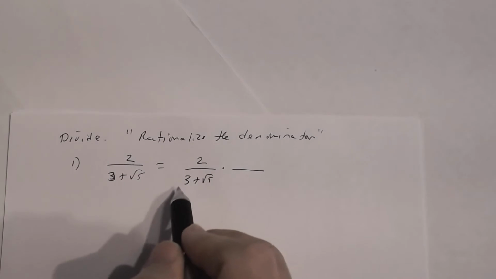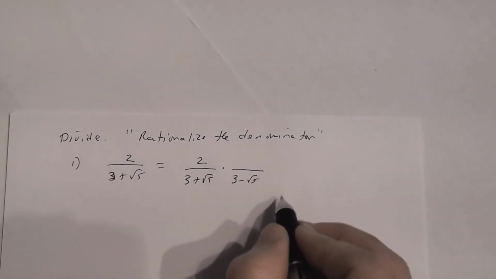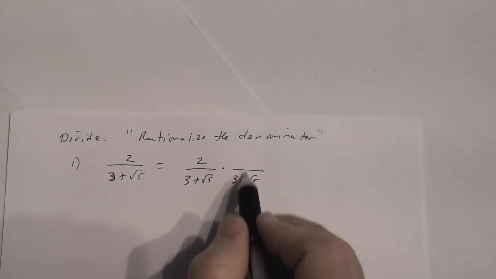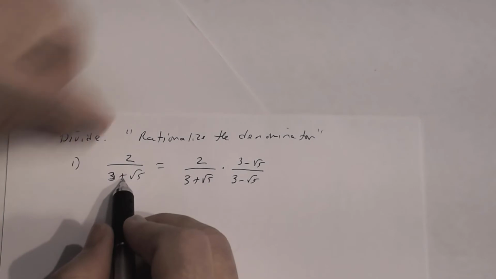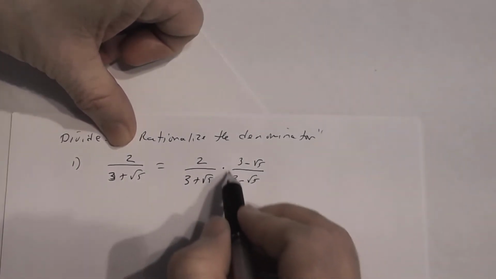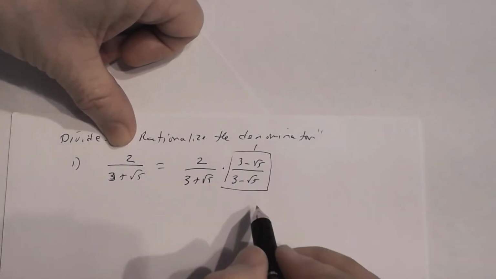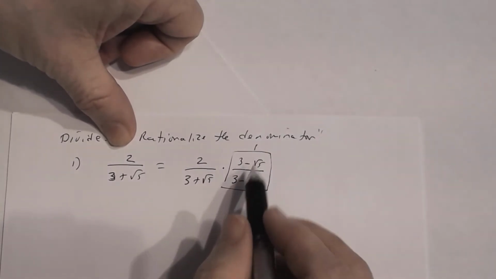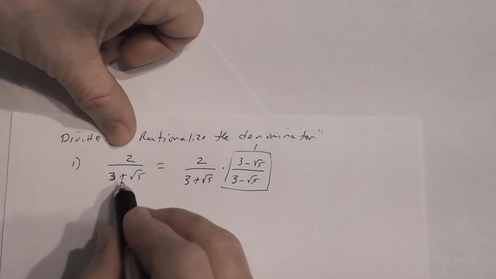So what is the conjugate of 3 plus the square root of 5? 3 minus the square root of 5. And again, what I do to the denominator, I do to the numerator, because this still has to equal this. And it does, because if you look at what I'm boxing off, that's a 1. Any expression divided by itself is 1. So this expression times 1 is still this. You see that?